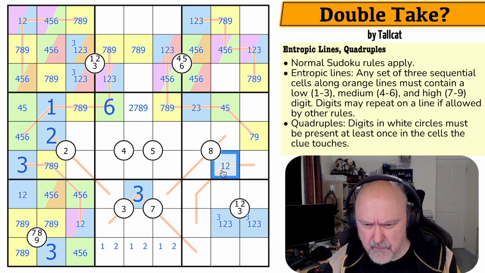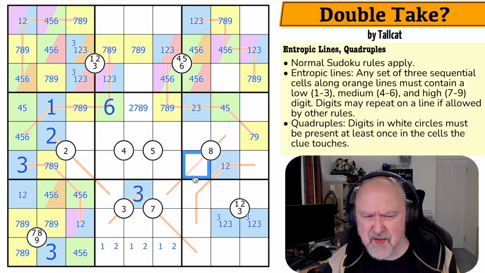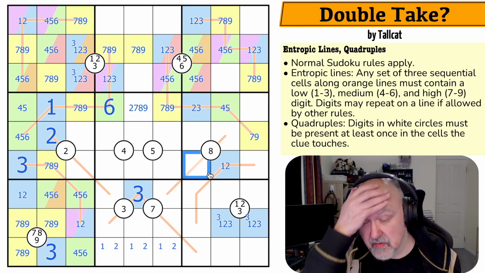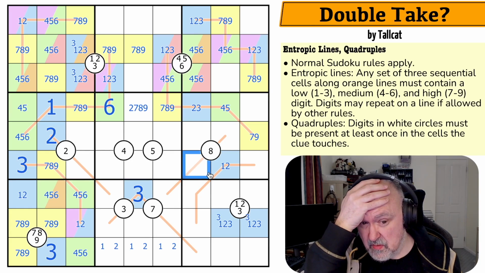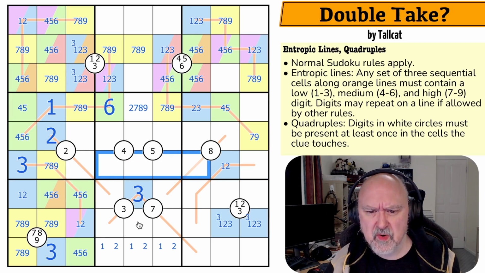There's no 3 here. Three in this box is in one of those. That all seems fine. This, could that be a 1 or a 2? No, yes. Oh, I don't know anymore. Low can't be here. Low is in one of those 4. So the third low digit is in one of those 4.